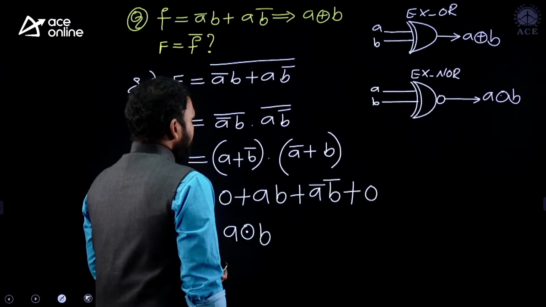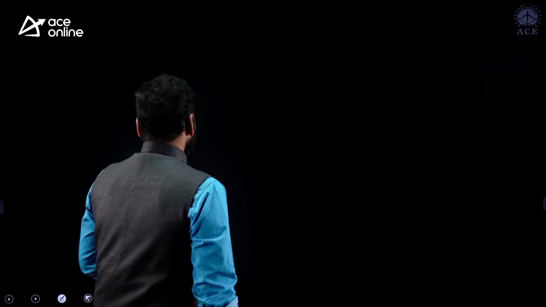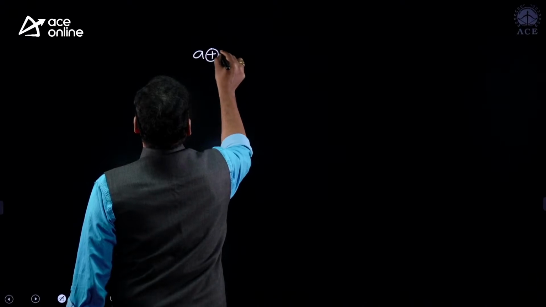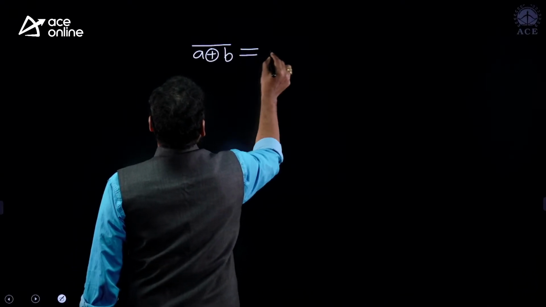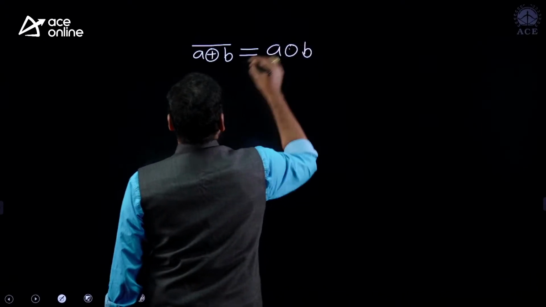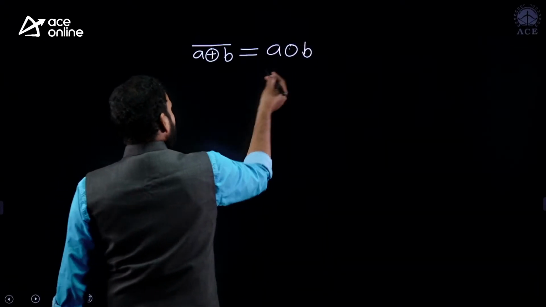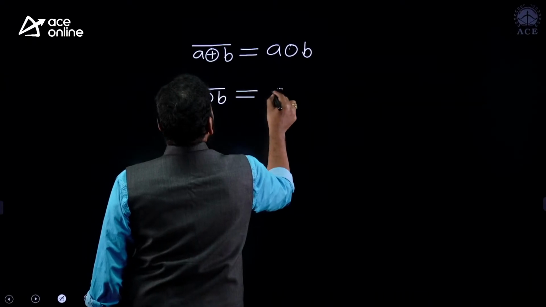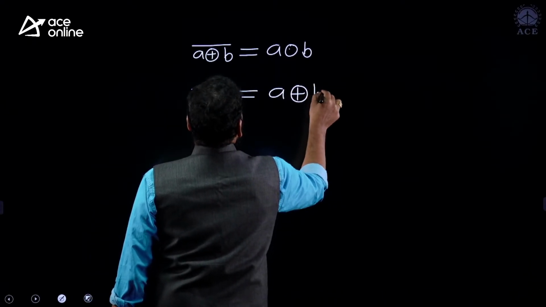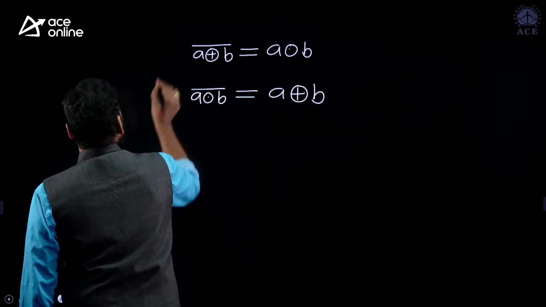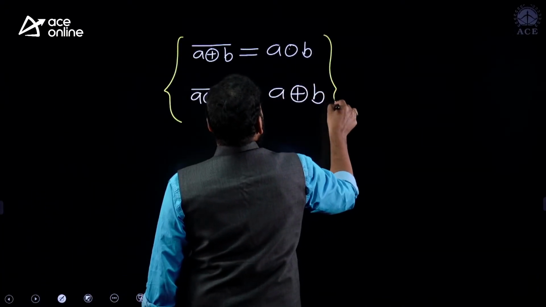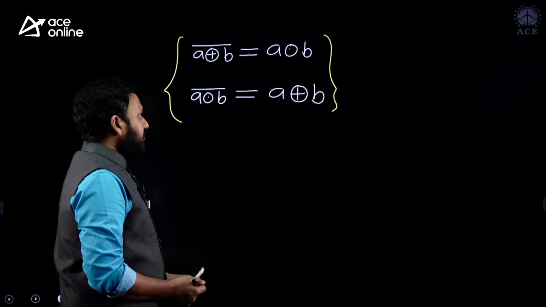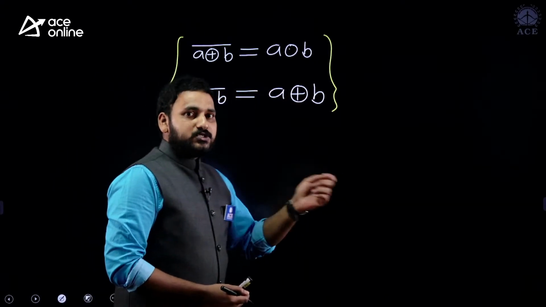Okay. So finally, we can write a conclusion like this. A XOR B complement gives A XNOR B. And similarly, the reverse is also possible. A XNOR B complement gives A XOR B. A XOR B whole bar. A XOR B complement will give XNOR operation. XNOR complement can give XOR operation.